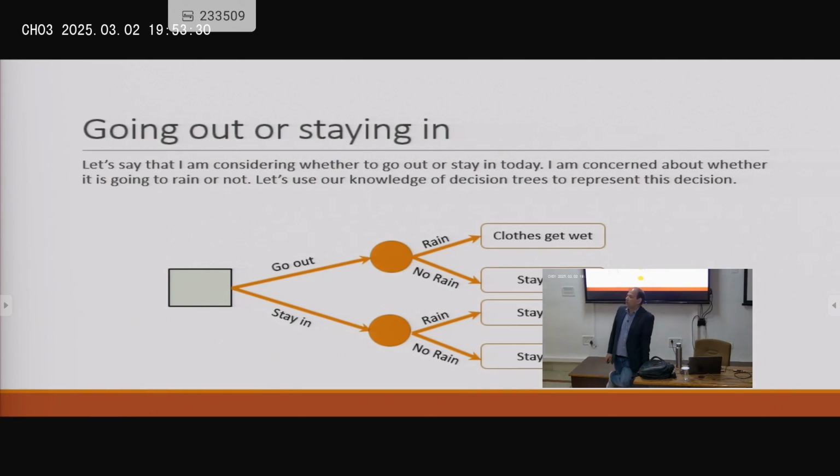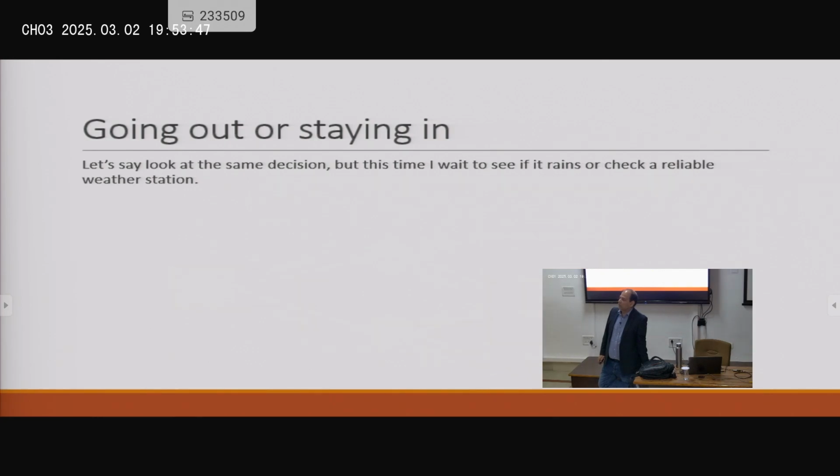So that's just getting used to drawing decision trees, and you execute it from left to right. But the arrows tell you what happens at each stage, or what stage follows what. Okay, pretty straightforward.